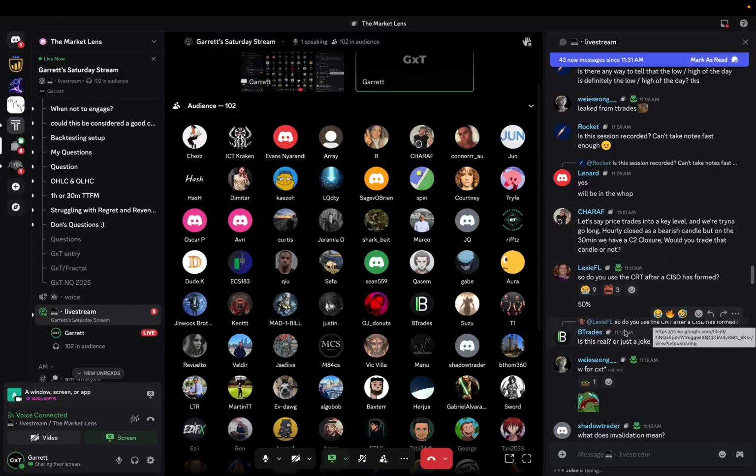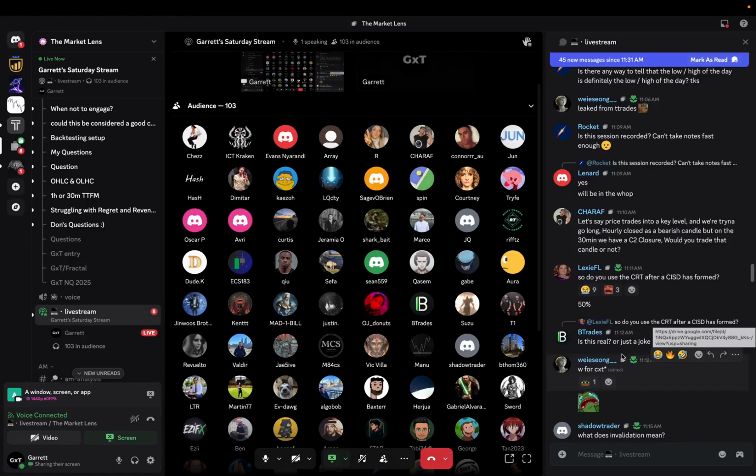Okay, but I'm going to answer this question first real quick. Let's say price trades into the key level and we're trying to go long, the hourly closes as a bearish candle, but on the 30-minute we have a C2 closure. Yeah, you can still trade that. You can still trade that. It's the same thing as when the 4-hour candle is not a reversal candle, but if you look within the 4-hour candle, there's a reversal candle on the 1 hour or 30-minute. It's the same thing, but fractally. So do you use the CRT after CSD has formed?